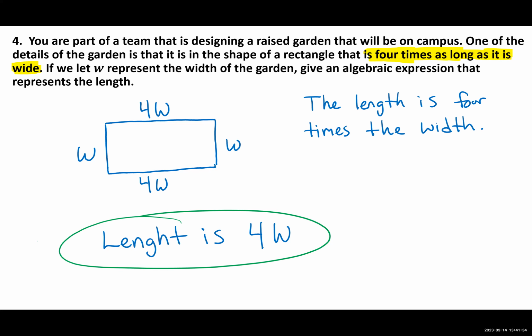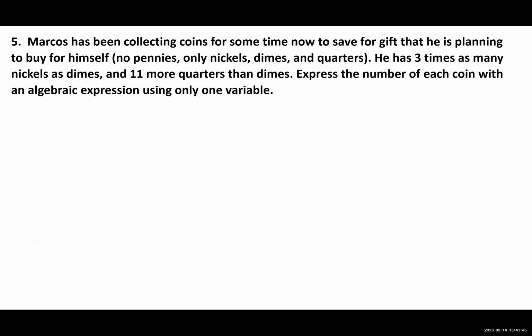So we have 2 unknowns here. The width is W, and the length is 4W. In the next problem, we actually have 3 unknowns.